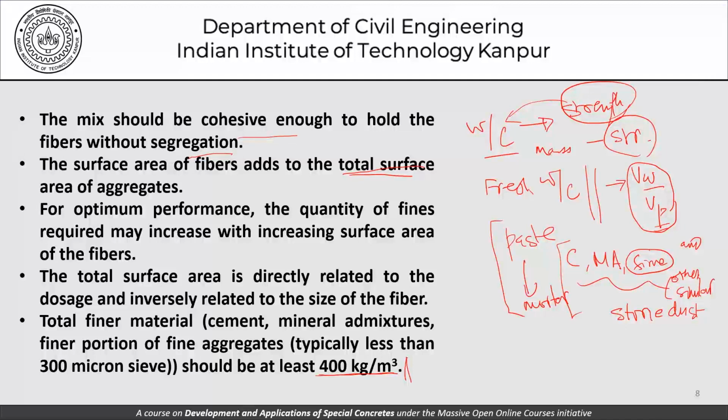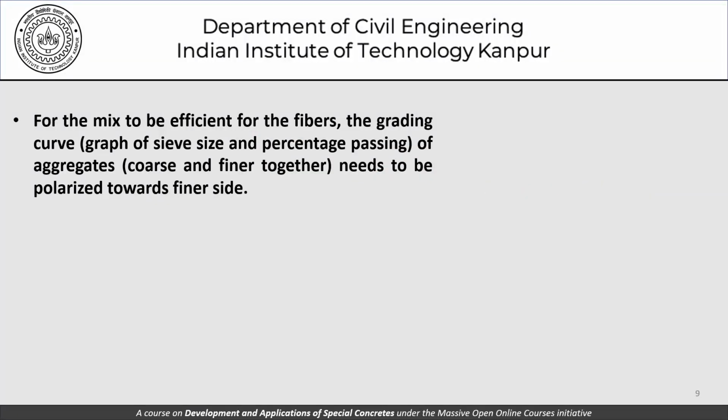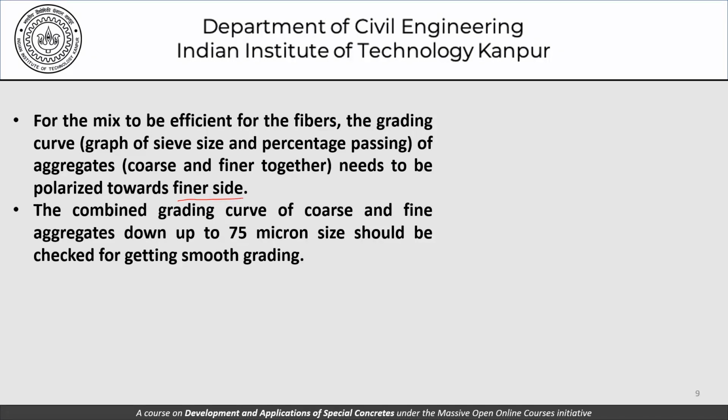So coming back to our story on fiber reinforced concrete, there is a limit, or there is a lower limit almost I should say, on how much the fines content should be. For the mix to be efficient for the fibers, the grading curve, the graph of the sieve size and percentage passing of aggregates coarser and finer together, needs to be polarized towards the finer side. The combined grading curve of coarse and fine aggregates down up to 75 micron size should be checked for getting a smooth grading.